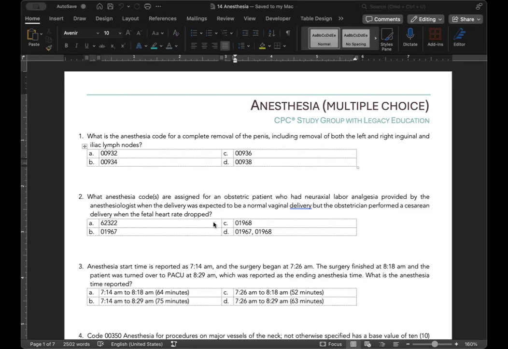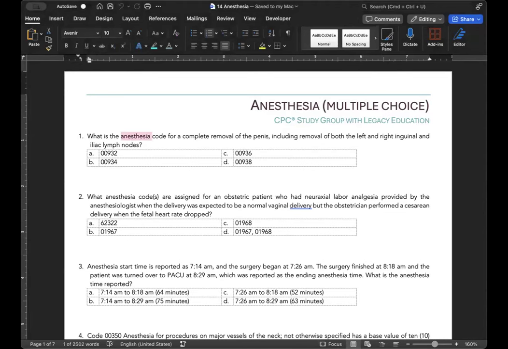So let's look up first, number one, let's look this up from a coding from scratch standpoint. So the anesthesia code for a complete removal of the penis, including removal of both the left and right inguinal and iliac lymph nodes. So again, let's go to main term anesthesia. And then under anesthesia, what is our anatomic location for the procedure? It's for the penis. Okay. So we're going to go underneath the indention for penis.